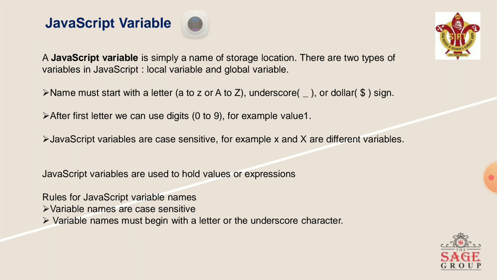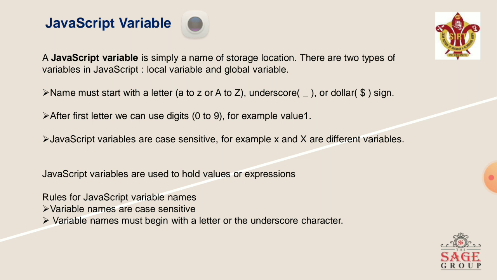There are two types of variables in JavaScript. First is the local variable, second is the global variable. A name must start with a letter, A to Z or capital A to Z, and can also start with an underscore or a dollar sign. After the first letter we can use digits 0 to 9, for example value1.